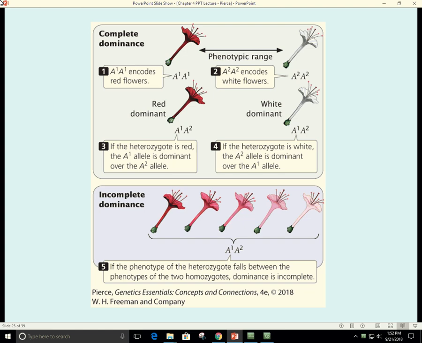Incomplete dominance is where the heterozygous individual has some kind of phenotype that's sort of in between the two extremes. So instead of being just white or just red, you might have a heterozygote that is some kind of pink.